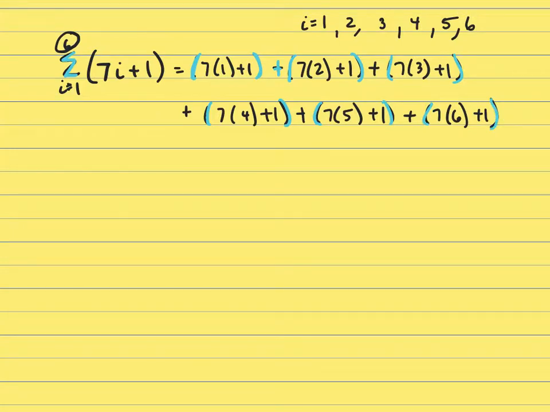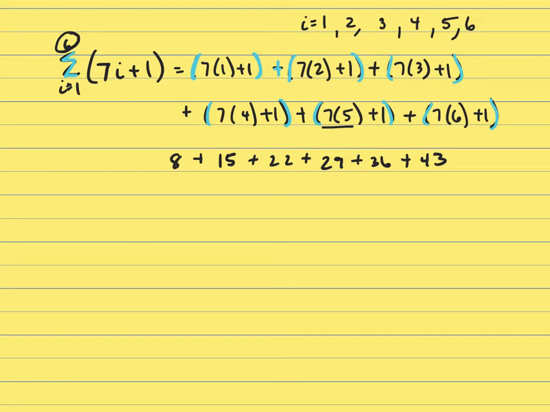Now let's go back and do what's inside our parentheses. And that will be 7 times 1 is 7, plus 1 is 8. So that's going to be 8 plus 14, 21, plus 1 is 22, 29. 7 times 5 is 35, plus 1 is 36, plus 42 plus 1 is 43.